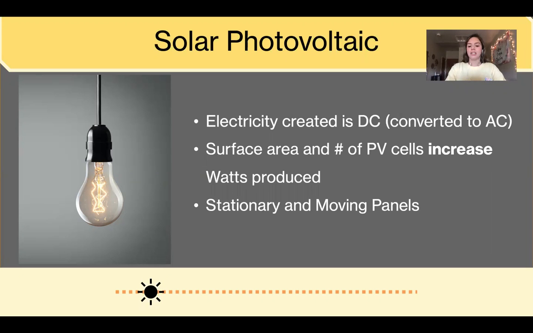Now, the difference between stationary and moving panels is that stationary stays still, so you only get a certain amount of sunlight during the day. The max, of course, is when the sun is over where that stationary panel is. Now, if you have a moving panel, you can maximize the amount of sun that the PV cells absorb because it constantly moves with the sun, so you're getting the maximum amount of surface area at all angles.